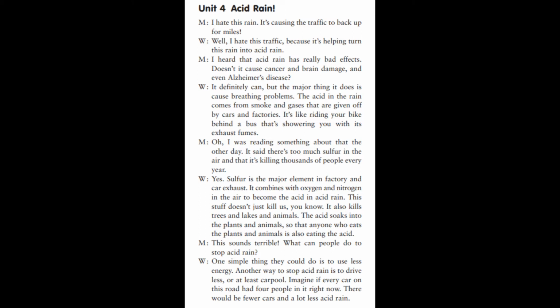This stuff doesn't just kill us, you know. It also kills trees and lakes and animals. The acid soaks into the plants and animals so that anyone who eats the plants and animals is also eating the acid. This sounds terrible. What can people do to stop acid rain? One simple thing they could do is to use less energy. Another way to stop acid rain is to drive less, or at least carpool. Imagine if every car on this road had 4 people in it right now. There would be fewer cars and a lot less acid rain.